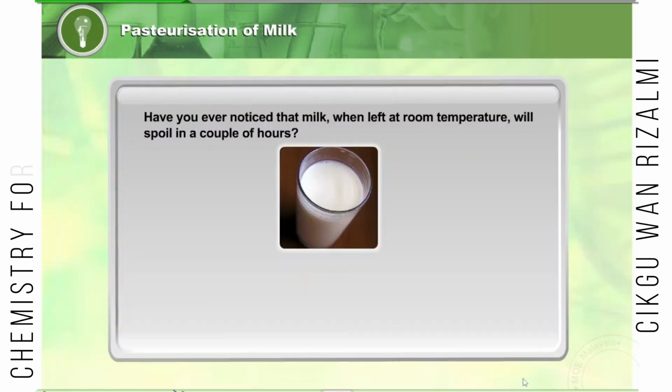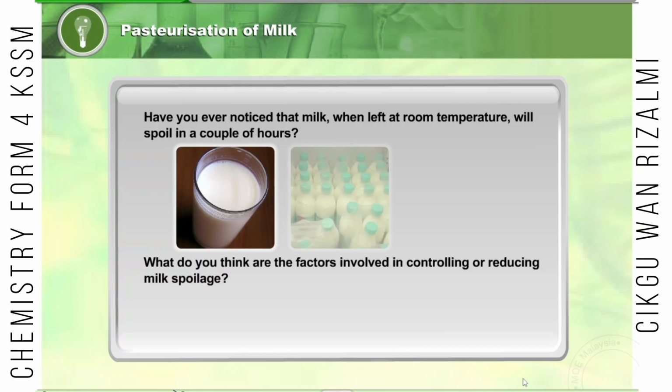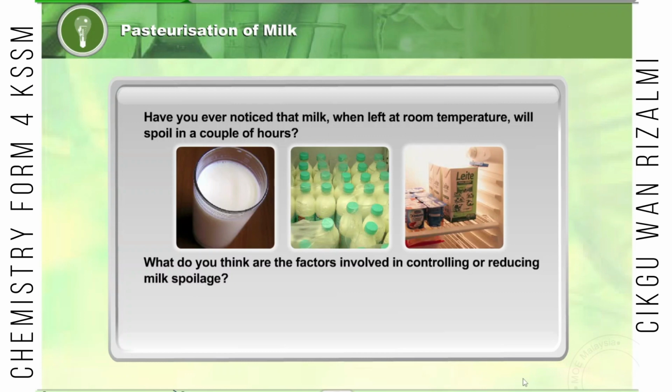Have you ever noticed that milk, when left at room temperature, will spoil in a couple of hours? This is the result of fermentation, which is lactic acid bacteria turning the sugar inside the milk into lactic acid. What do you think are the factors involved in controlling or reducing milk spoilage?